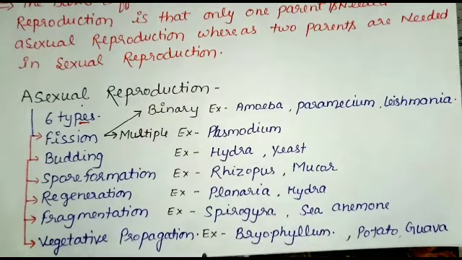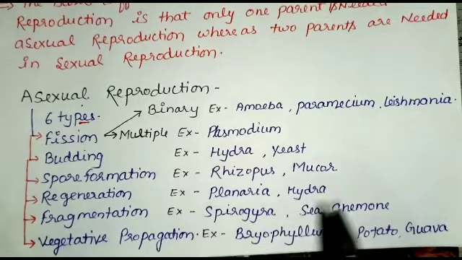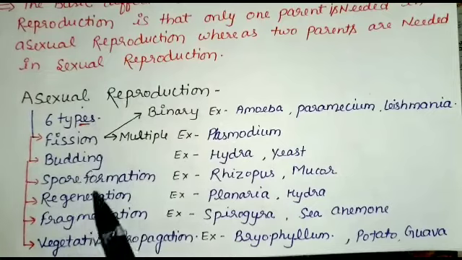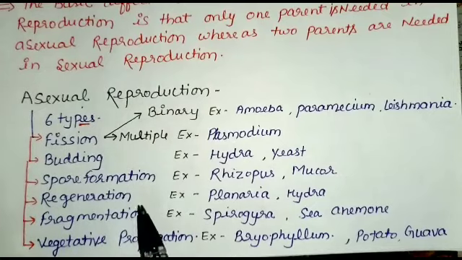Now in vegetative propagation, the organism is generated by the vegetative parts of plants such as stem, leaf, roots, etc. Examples of vegetative propagation are bryophyllum, potato, and guava. Now the methods of asexual reproduction are completed.